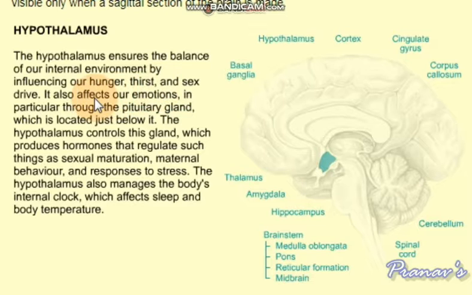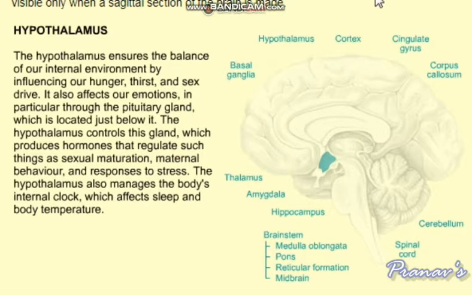The hypothalamus ensures the balance of influencing our hunger and emotions, in particular through the pituitary gland, which is located just below it. The hypothalamus controls this gland, which produces hormones that regulate such things as sexual maturation, maternal behavior, and responses to stress. The hypothalamus also manages the body's internal clock, which affects sleep and body temperature.